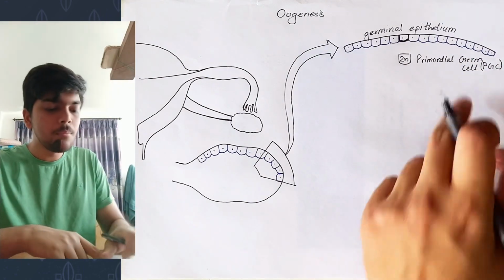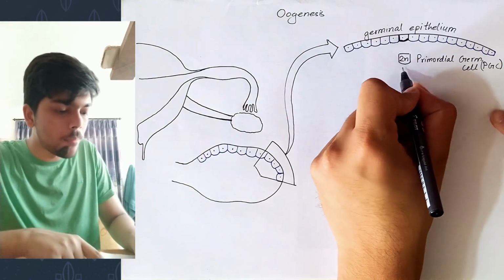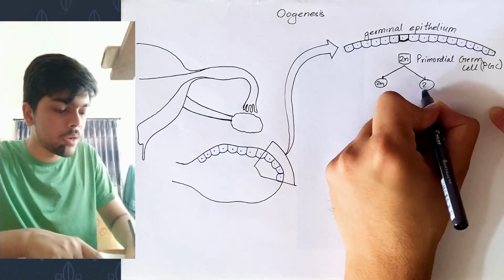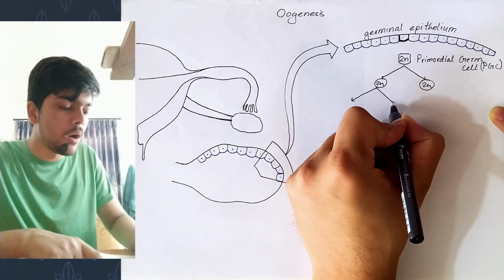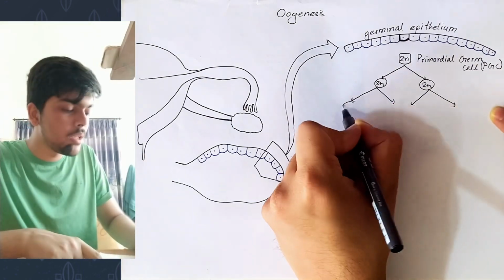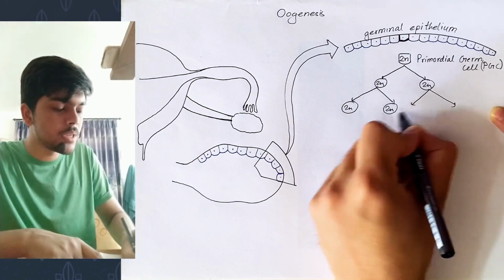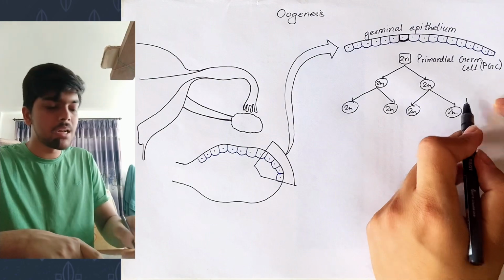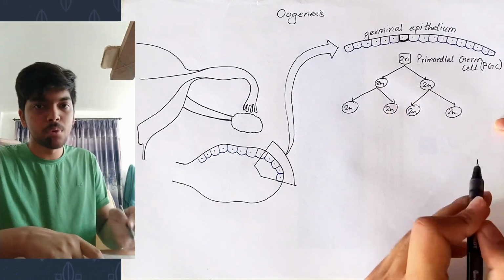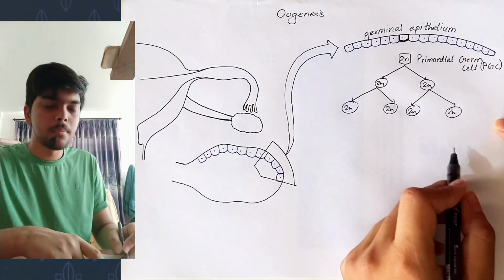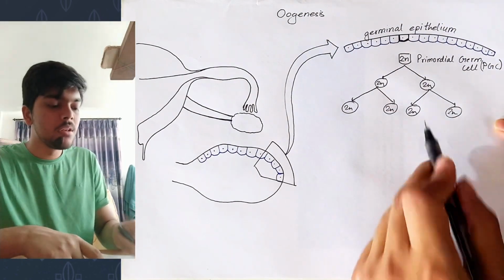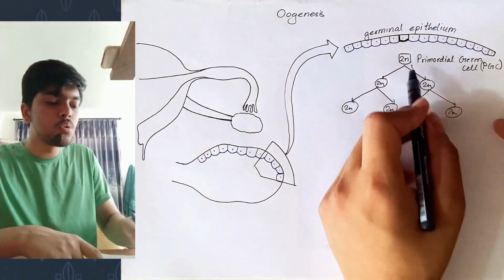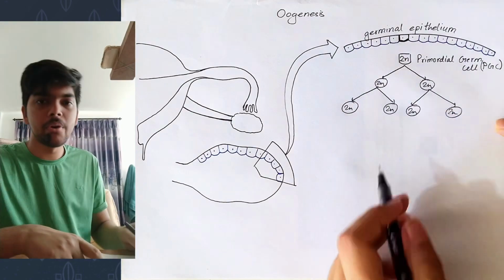Primordial germ cell divides itself to form other germ cells. So here's one germ cell, here's another germ cell. Each of them again divides to form more germ cells. All these germ cells that are formed from primordial germ cell by the process of cell division are diploid, same as primordial germ cell. The number of chromosomes has not changed. The primordial germ cell is diploid, and so are the germ cells that arise from the primordial germ cell.